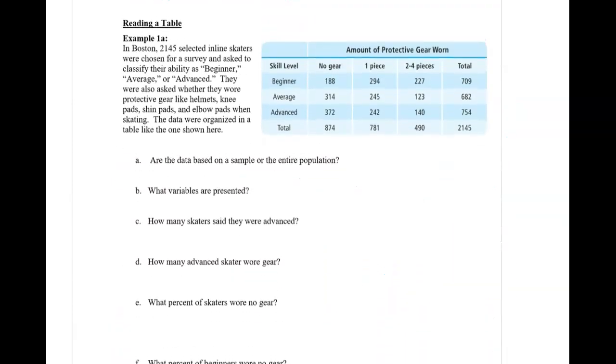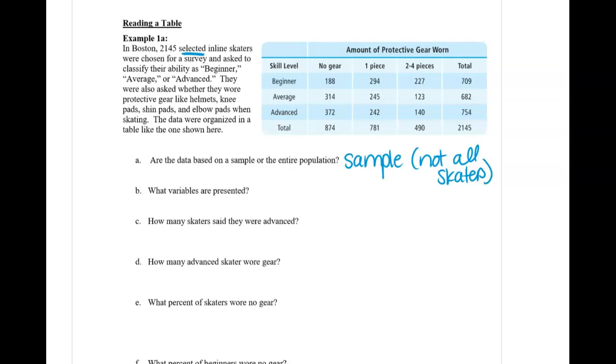So back to the inline skaters. So we're looking at this. Is the data based on a sample or the entire population? Well, if we look at this, we had selected inline skaters. So we're assuming that not all the inline skaters or the rollerbladers were surveyed. So we're assuming it's a sample because it's not all skaters. Sometimes it requires a little assumptions, but as long as you're making good assumptions, you're okay.